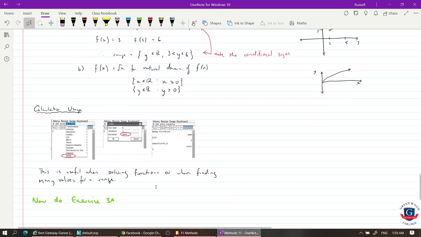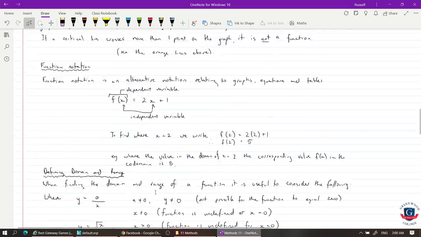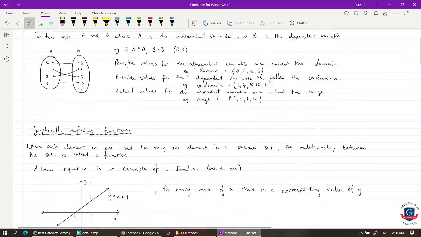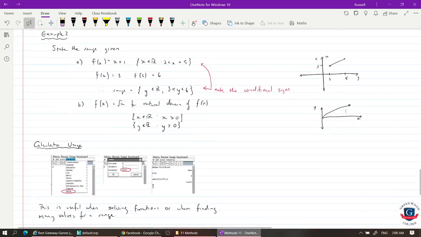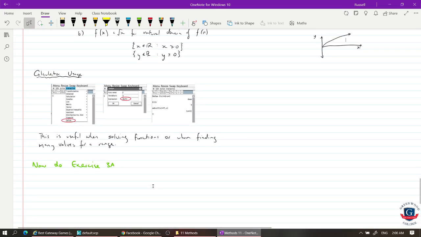Okay, and this is a bit hard to get your head around the first time, but after you've had a bit of a play with it, it becomes a lot simpler than I've made it sound. Have a go at exercise 3A, work your way through it slowly, and that should help a lot.